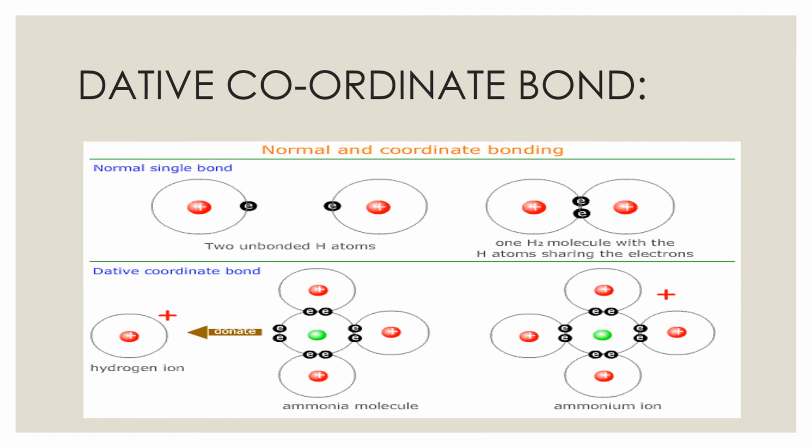So let us see the difference between the normal and the dative coordinate bond. Normal single bond and dative coordinate bond. Let us see the differences. Here you can see the two unbonded hydrogen atoms in turn forming one hydrogen molecule, with the hydrogen atoms sharing the electrons. This is the normal single bond. Whereas in a dative covalent bond, what happens is that a hydrogen ion combines with an ammonia molecule, in turn forming an ammonium ion. This is the example for a dative coordinate bond.